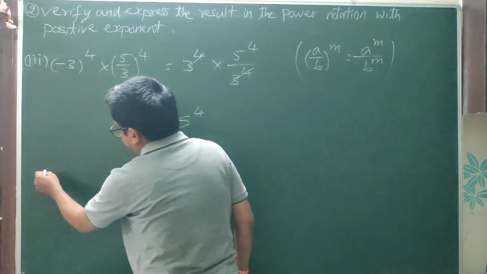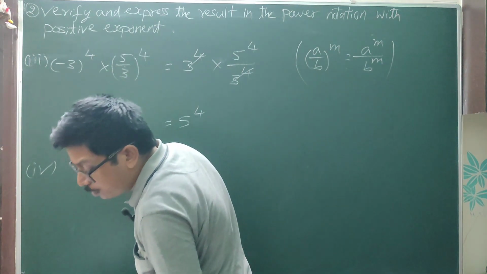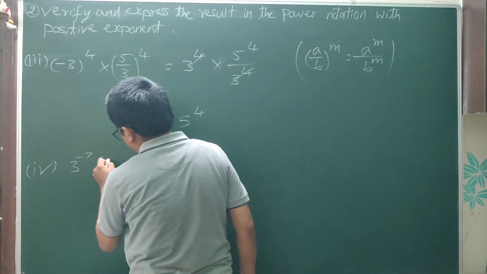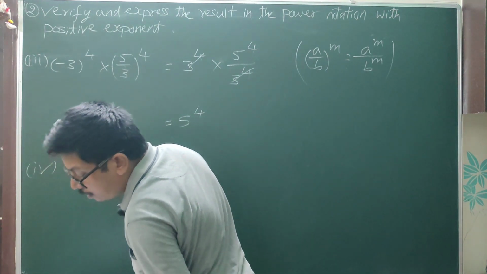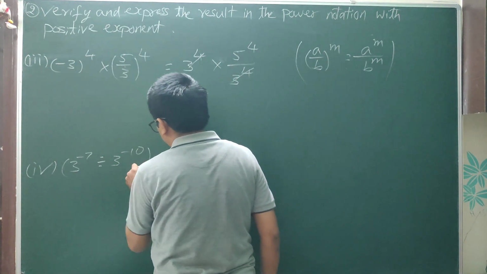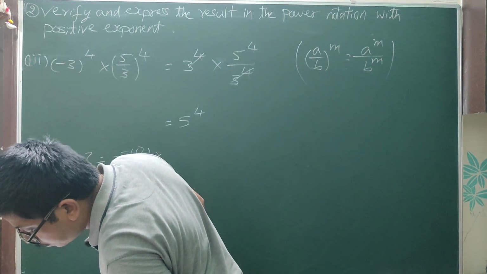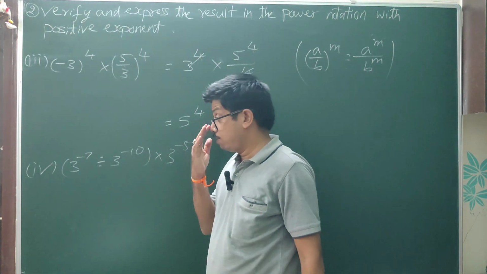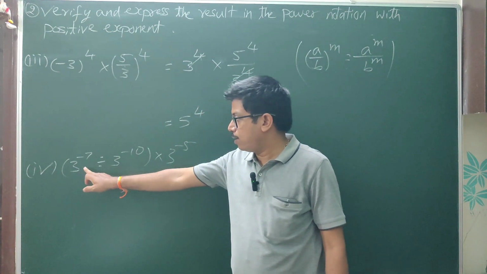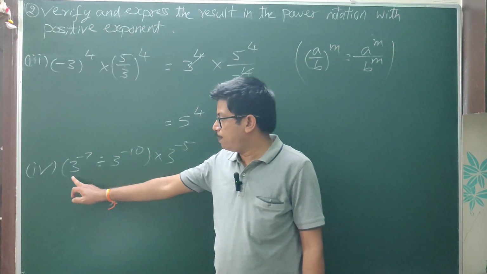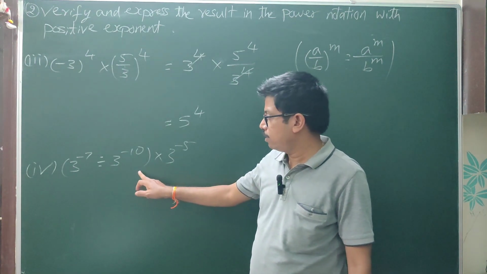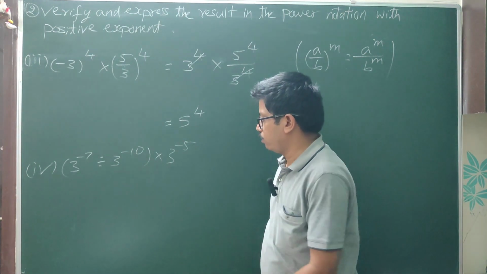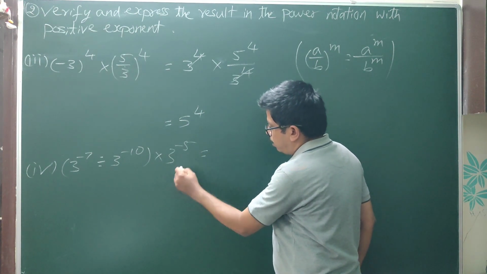Next, fourth question. Fourth question, 3 power minus 7 divided by 3 power minus 10, that is in whole bracket, into 3 power minus 5 equal to.